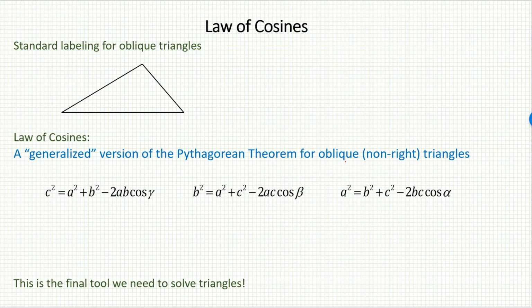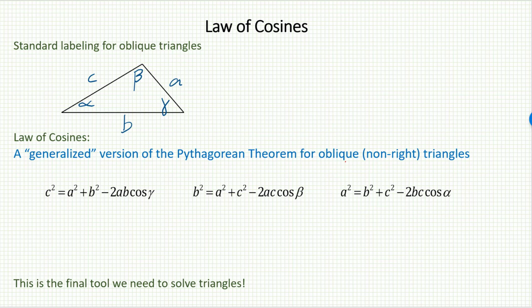Law of cosines. We're still working with oblique triangles, and we'll still use our standard labeling technique. So we'll put angle alpha across from side A and angle beta across from side B, angle gamma across from side C, or you may see capital letters used for the three angles A, B, C.